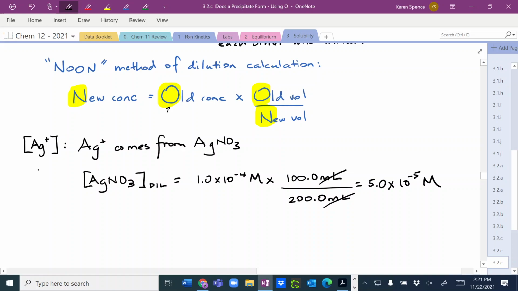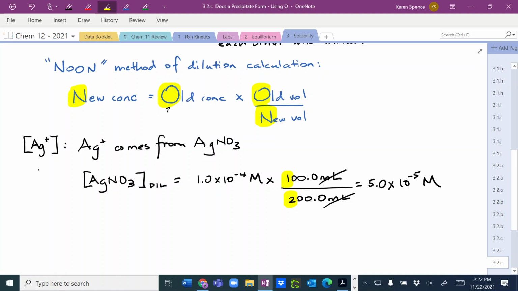One of the reasons I like this method is that it makes it really easy for me to see things like, I went from 100 mils to 200 mils, so I doubled my volume. What fraction do I have here? I have a half, so my concentration was halved. So it's nice for showing that in an intuitive way.